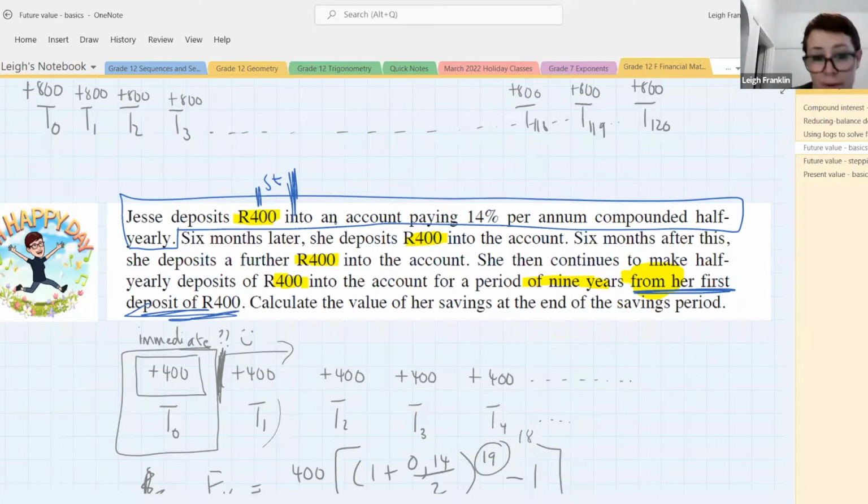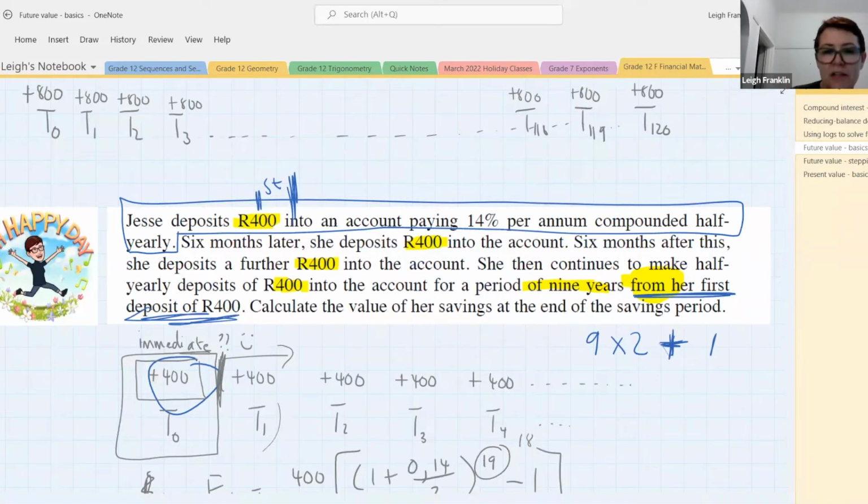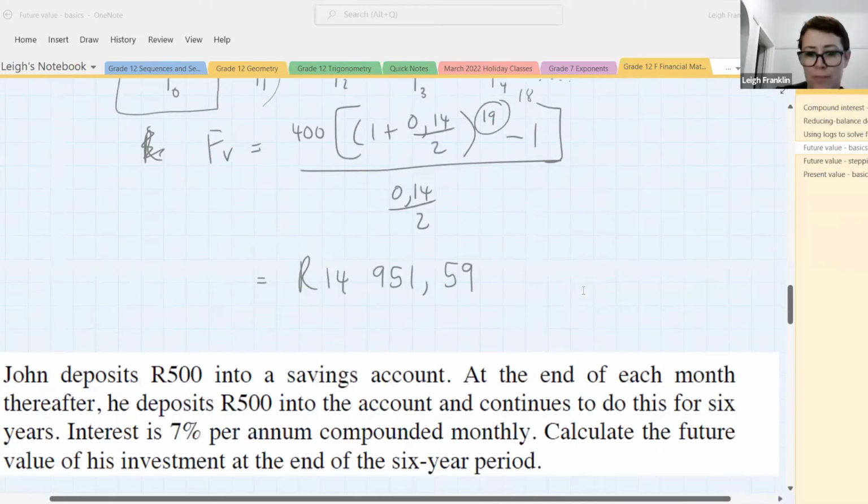That's what they mean. So those 400 Rands that she deposited are included within that 9-year period. Absolutely. Okay, so what she's done here is she's made 9 times 2 plus this extra one that she made in the very beginning when she opened the account. Oh, okay, and that's where the 19 comes from. Yeah, it can be very difficult to interpret, Mitlali. I hope that makes sense to you now. Yes. No problem.